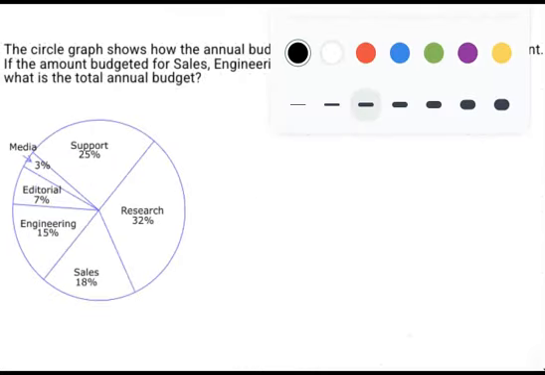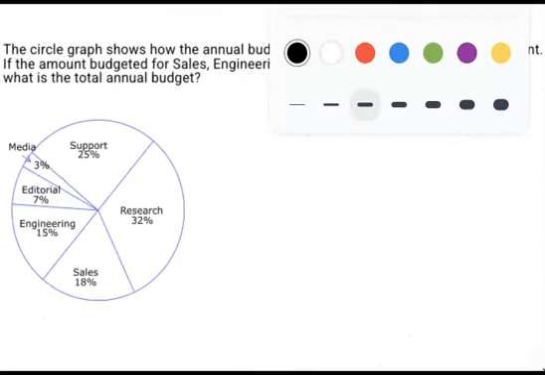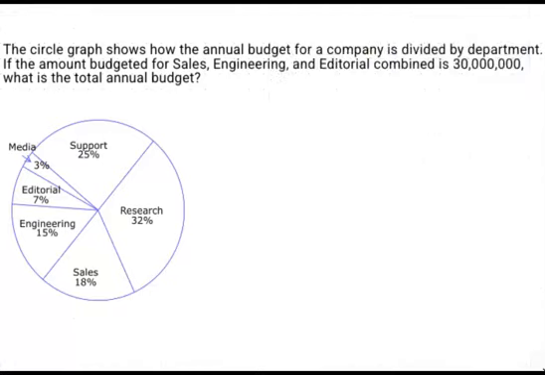Problem number 2. Let's take a look at this one here. The circle graph below shows how the annual budget for a company is divided by department. If the amount budgeted for sales, okay, so we have sales right here, engineering, okay, that's right here, and editorial adds to $30 million, what is the total annual budget?